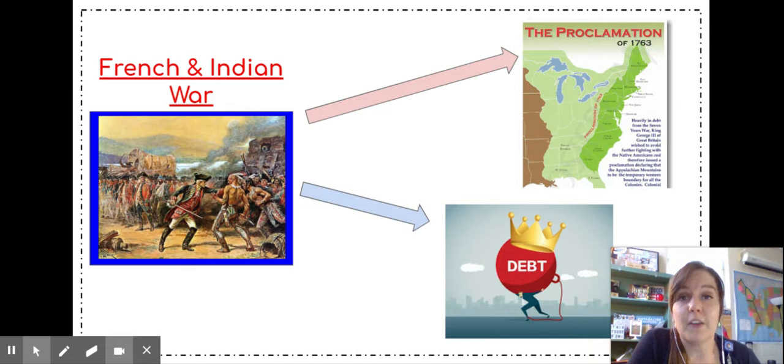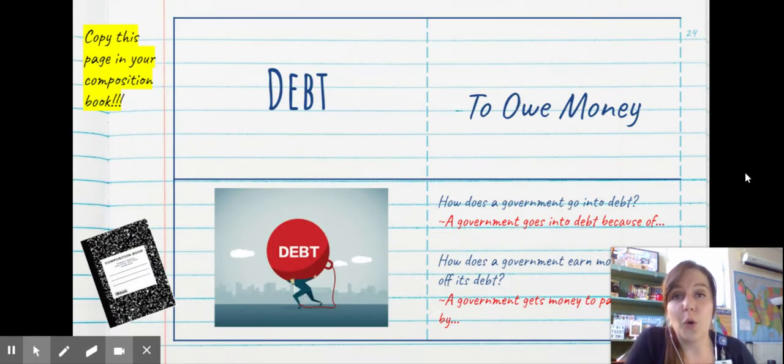But the second big effect of this war is that it was costly, and Great Britain and King George III and his parliament went into debt. Debt is when you owe money. So the King of England and his parliament accrued a huge amount of debt by paying for the war, paying for soldiers, weapons, uniforms, food for the soldiers, transportation across the ocean. All of that cost a lot of money.